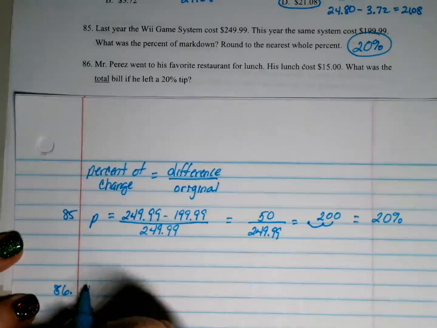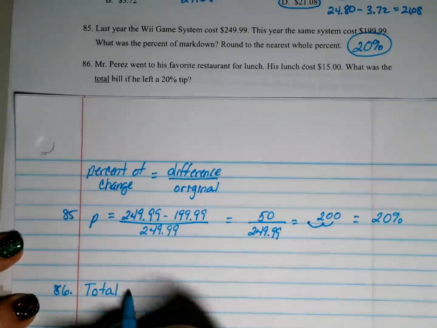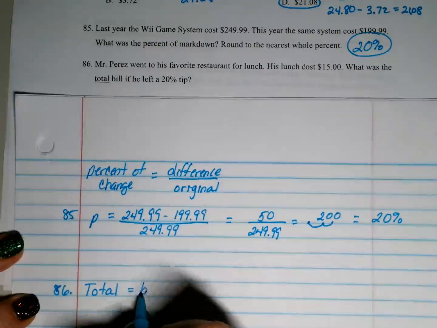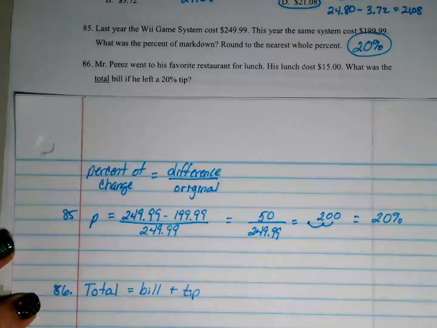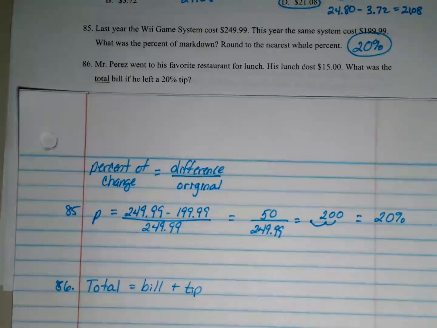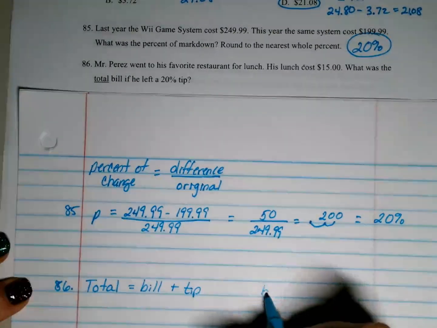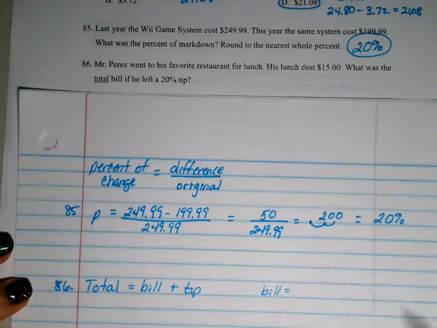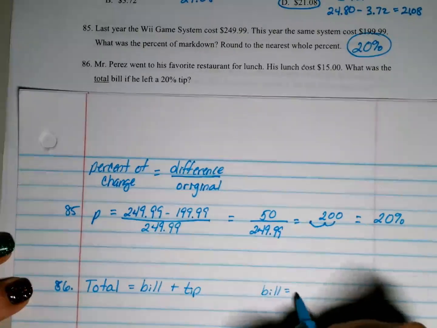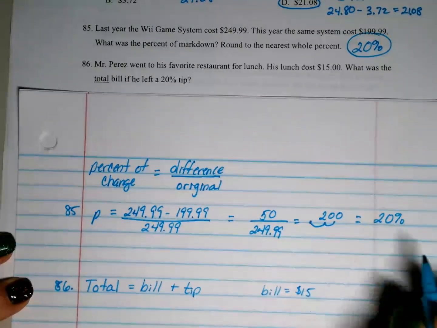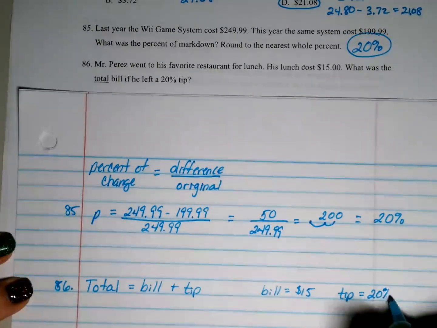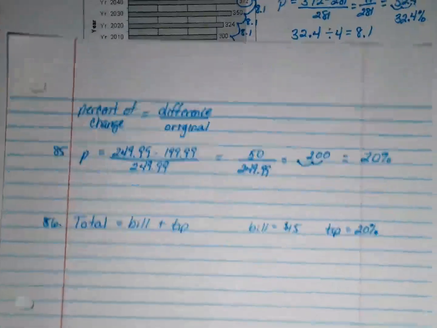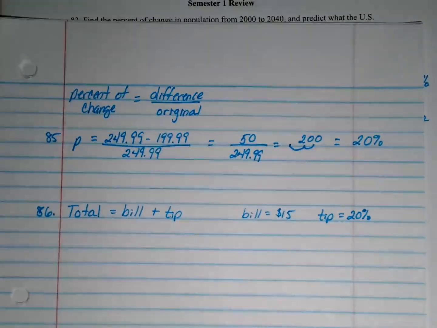So his total bill equals his bill plus his tip. Correct? Okay. What was his bill? $15. And how much of a tip did he leave? He left a 20% tip. Okay, now that I've got that, I can move this so I can see what I'm doing here. There are two different ways I can do this.